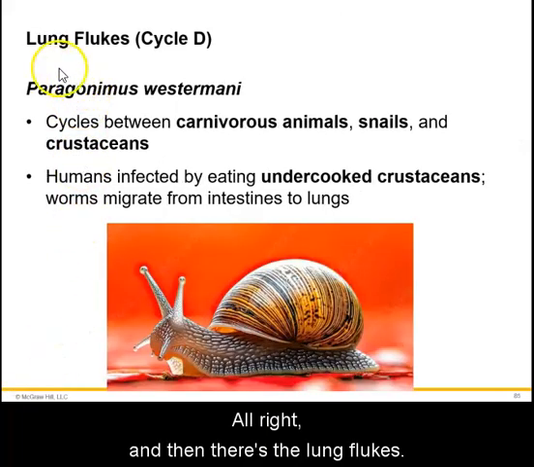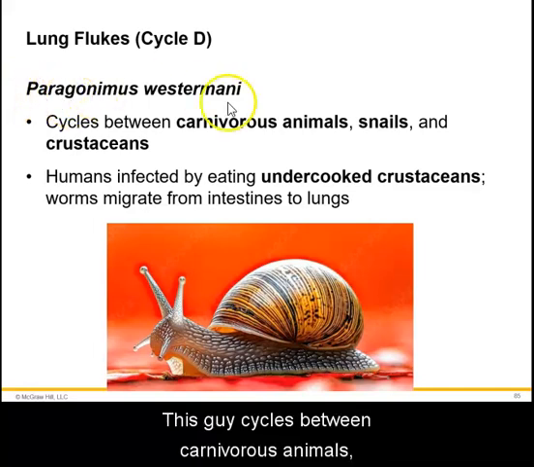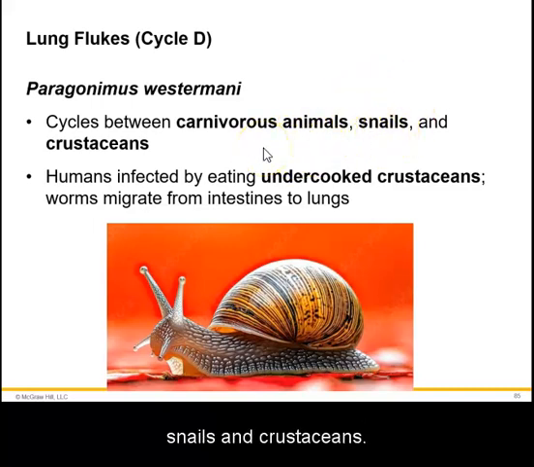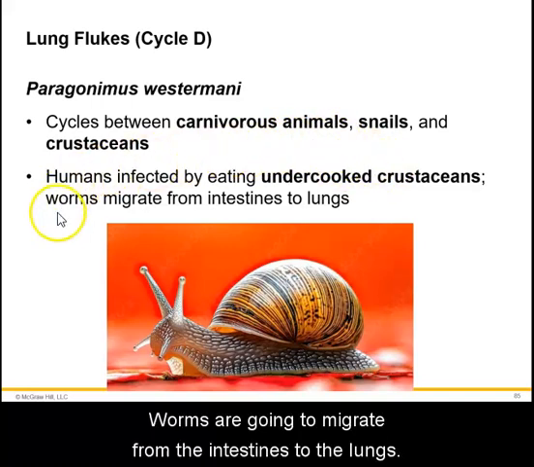All right, and then there's the lung flukes. This would include Paragonimus westermani. This guy cycles between carnivorous animals, snails, and crustaceans. We get infected by eating undercooked crustaceans. Worms are going to migrate from the intestines to the lungs.